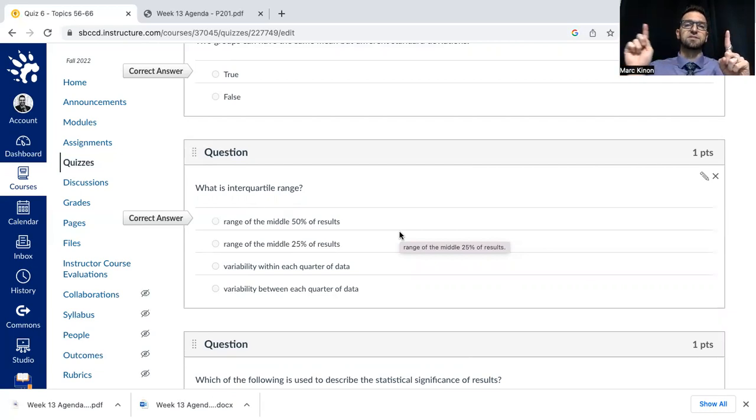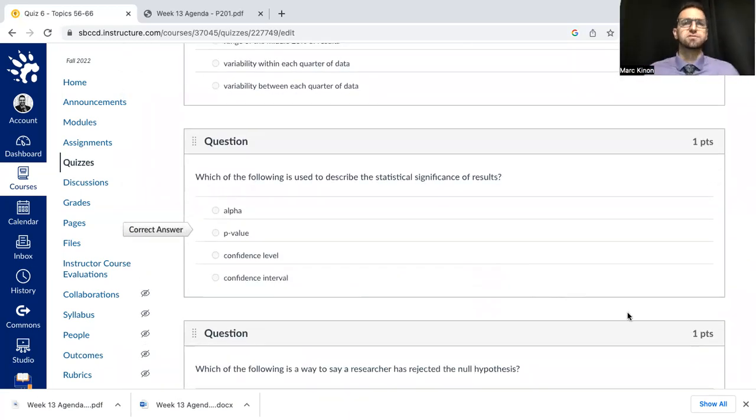So now just do the math. The Q1 to the Q2 is 25%. The Q2 to the Q3 is 25%. Well, the interquartile range is the Q3 minus the Q1. So it literally is giving you the middle 50% of the data.